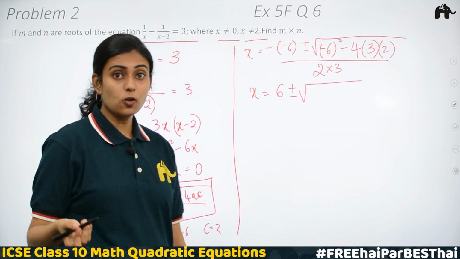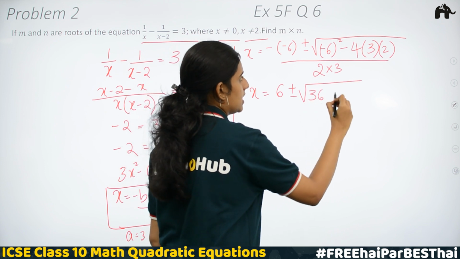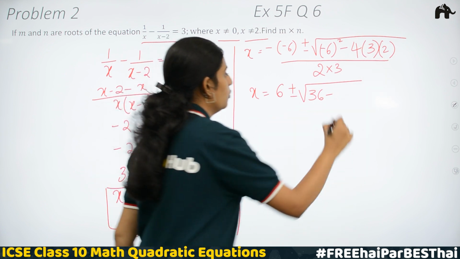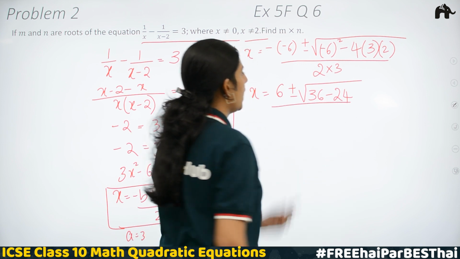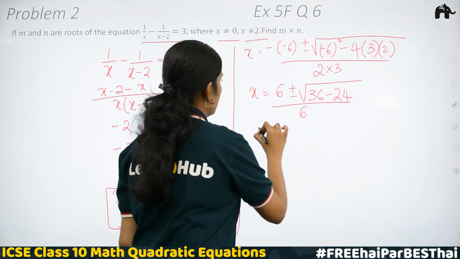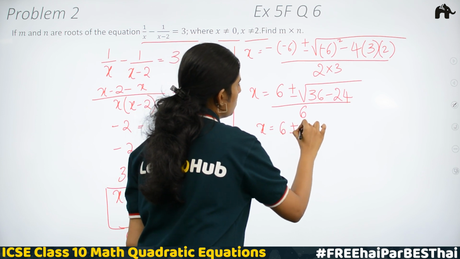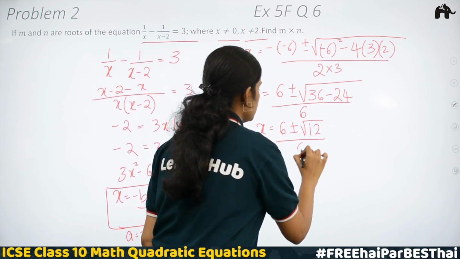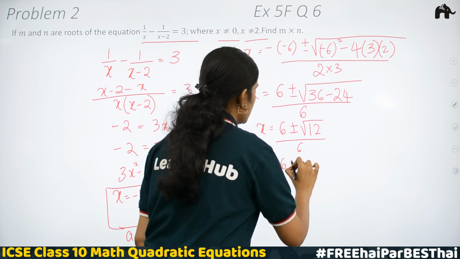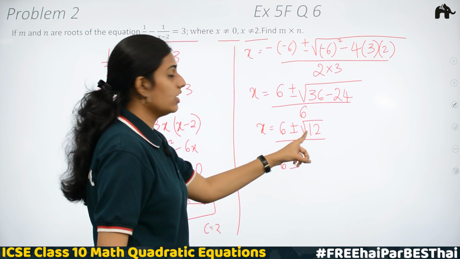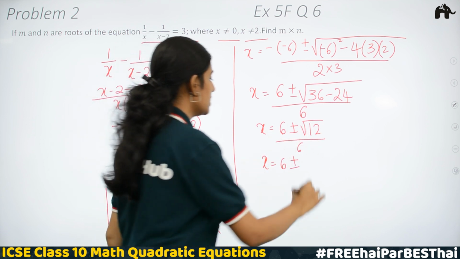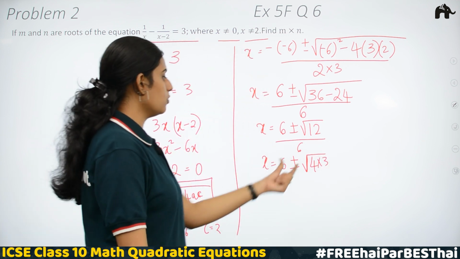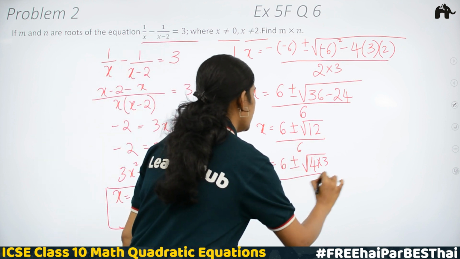Then x is equal to minus of minus 6 is plus 6 plus or minus root of, what is minus 6 whole square? 36, positive 36 minus 4 into 3, 12, 12 into 2, 24. 24 divided by 3 into 2 is 6. x is equal to 6 plus or minus root of 36 minus 24 is 12 divided by 6. 12 can be written as root of 4 into 3. 12 is equal to 4 into 3. 4 and 3 are the factors of 12, divided by 6.